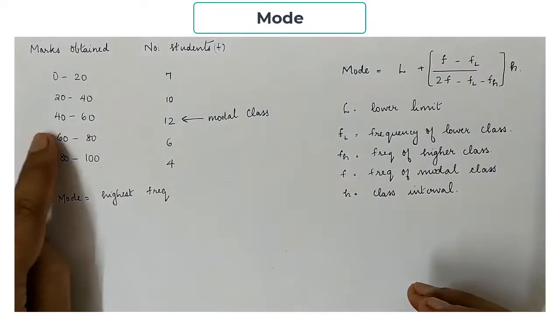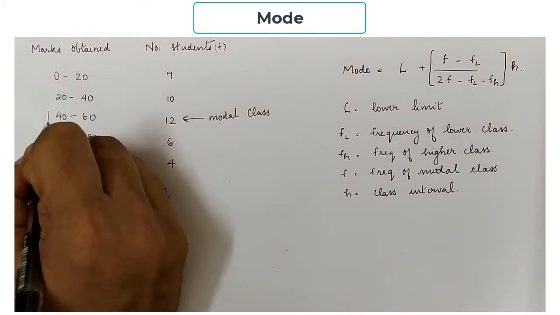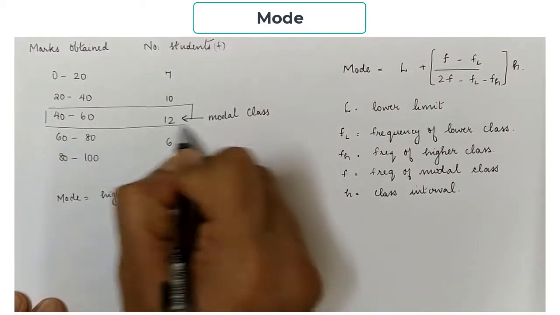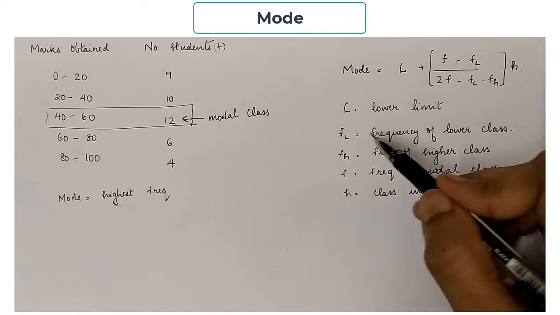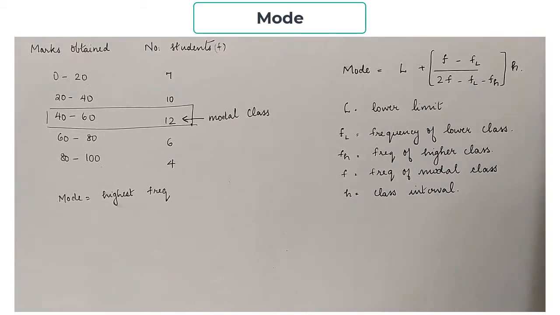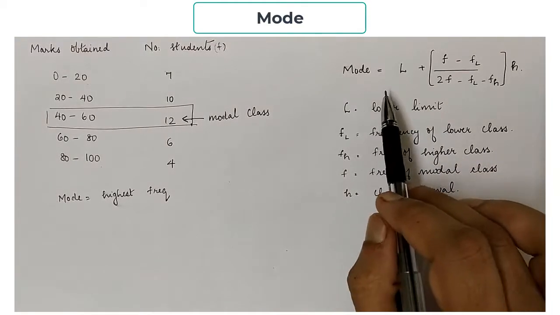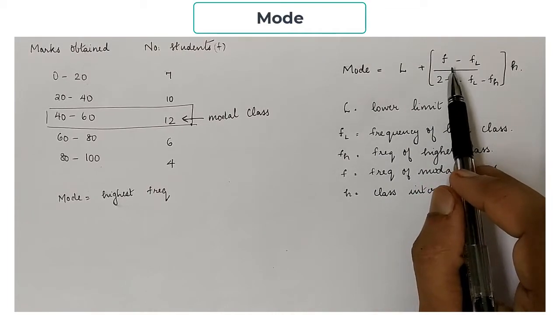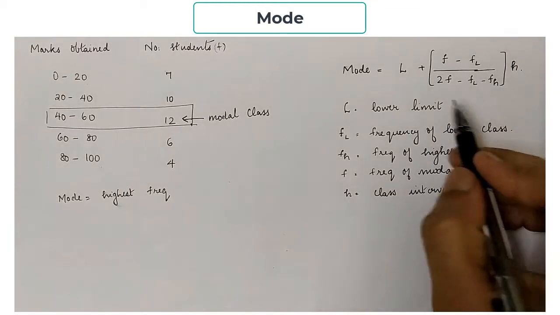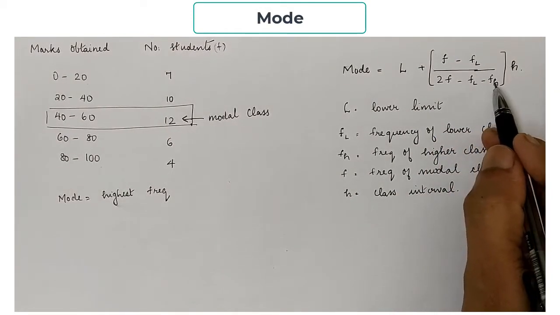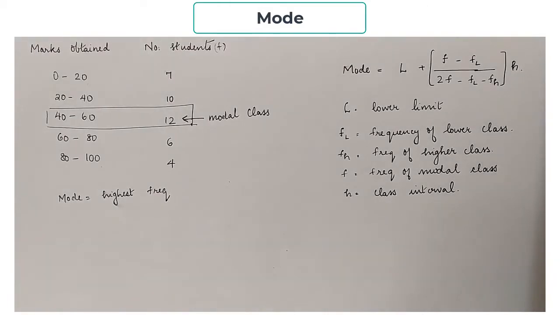Now be very careful with this. So this is going to be the class which is going to be very useful for us. Okay, so we have a predefined formula here. Now our major intention is to understand the different notations in this particular formula. So the formula is given as mode is equal to L plus F minus FL whole divided by 2F minus FL minus FH into H.